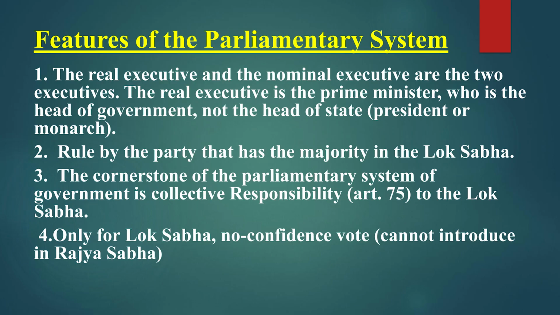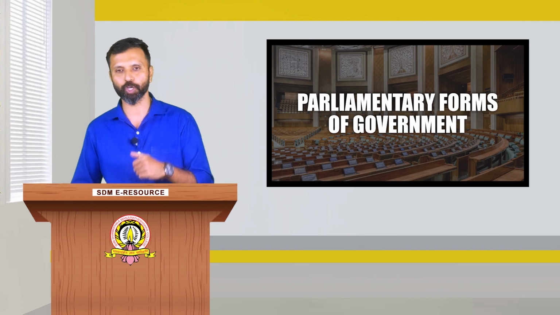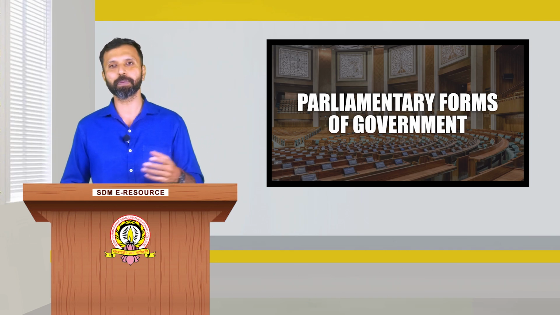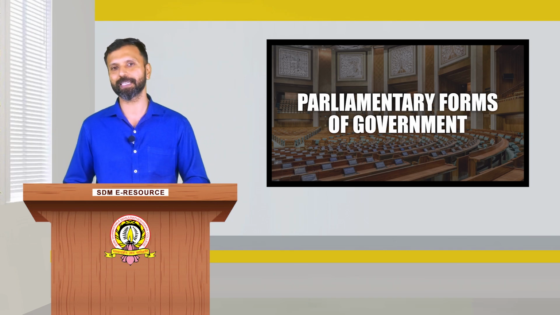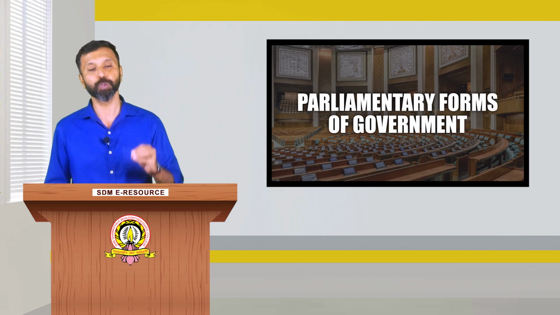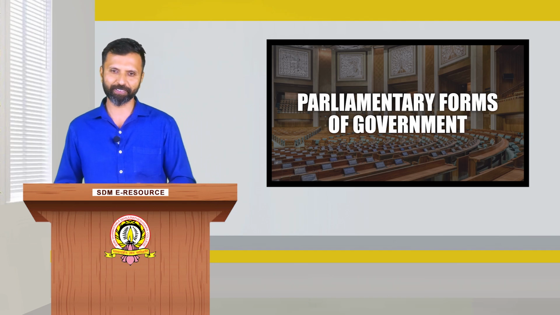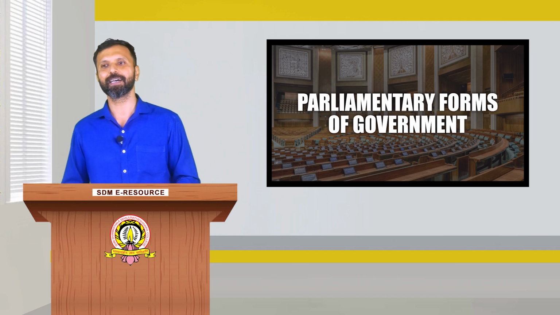Another feature of the parliamentary system is rule by the party. Once the Election Commission conducts the elections, the result goes to the winning majority political party, either an alliance government or a single political party. The government is ruled by the party that has the majority in the Lok Sabha, and the parliamentary form of government has two different houses, the Lok Sabha and the Rajya Sabha.